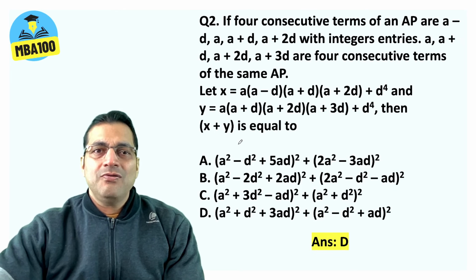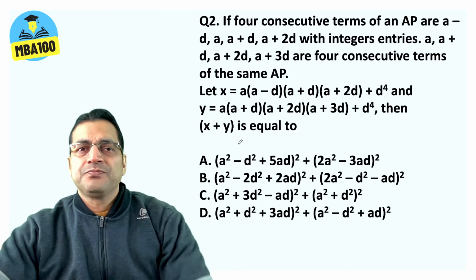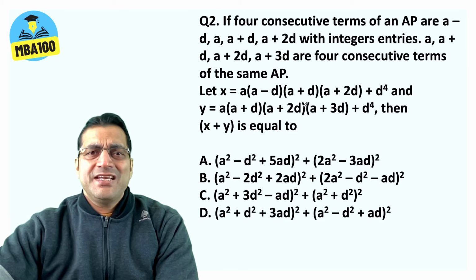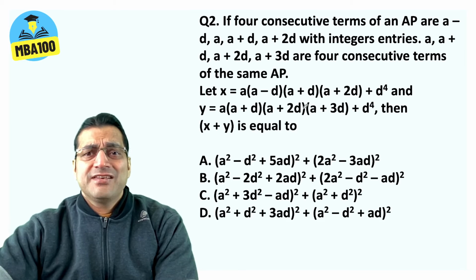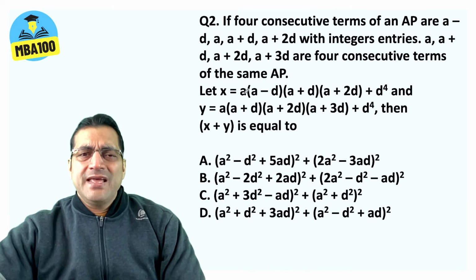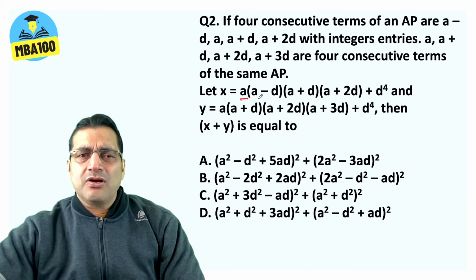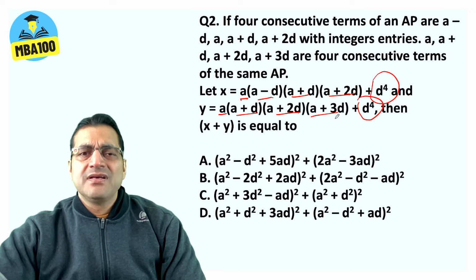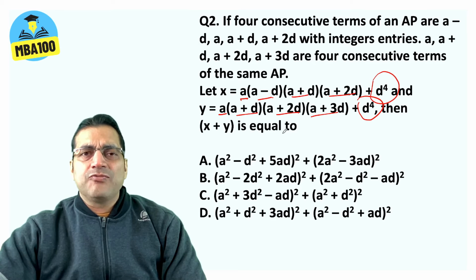All right. Now, question number 2. Four consecutive terms of an AP are A minus D, A plus D, A plus 2D, A plus 3D, with integer entries. Oh, this is an AP. All right, got it. These are all consecutive terms. Fourth part of the common difference. Y is A plus D, A plus 2D, A plus 3D. Fourth part of the common difference. All right, okay. Then X plus Y is equal to.